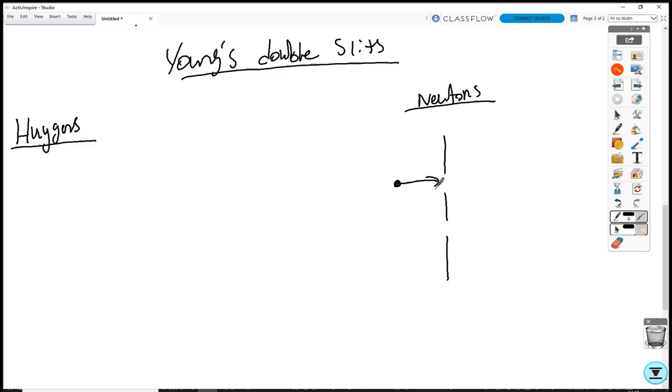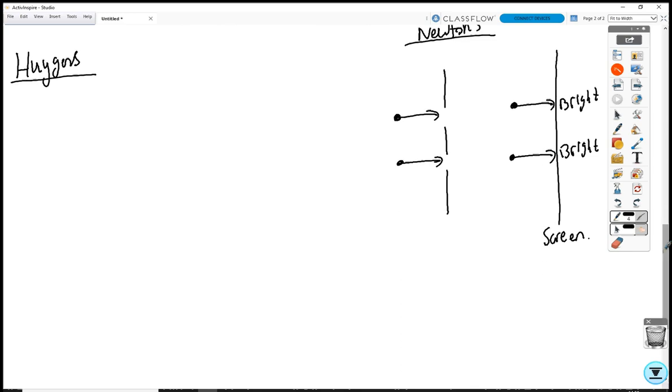So if we had corpuscles which are fired towards the double slits, then these corpuscles should pass through these double slits and create two bright fringes on the screen. So corpuscular theory predicts two bright spots.